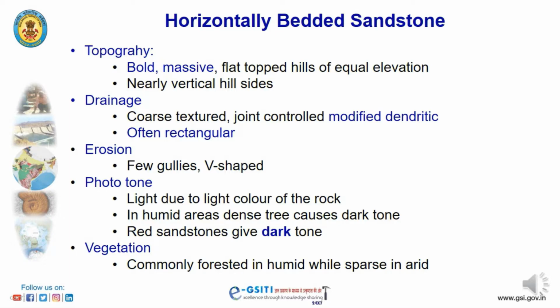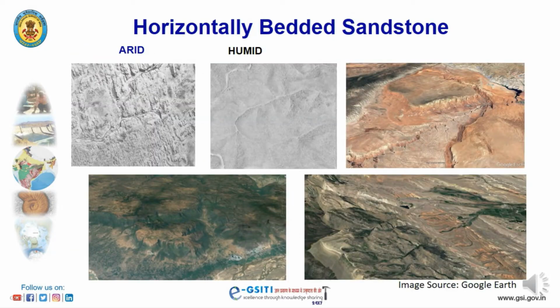Let's discuss bedded sandstone features. Topography-wise, they have bold, massive, flat-top hills of equal elevation. Nearly vertical hillsides are visible from the satellite imagery. Normally, a coarse textured, joint controlled, modified dendritic drainage pattern as well as rectangular drainage patterns are also visible. Erosion-wise, gullies and V-shaped valleys are formed. Tone or color-wise, light color of the rock is visible. In some conditions, they give darker tone based on the vegetation, commonly forested in humid and sparse in arid climatic conditions.